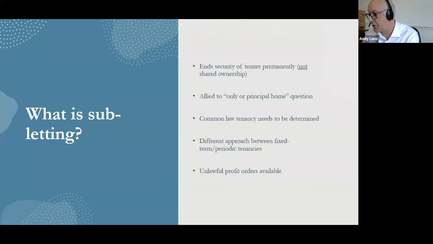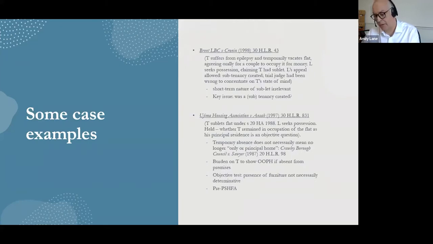Unlawful profit orders are clearly available in those cases, and the purpose of unlawful profit orders is to make sure that the profit that tenants make from allowing others to stay in their homes unlawfully and pay them money is not retained by the tenant. Therefore, unlawful profit orders are effectively the profit made by the tenant from the subletting. And looking at some case examples, the next slide.